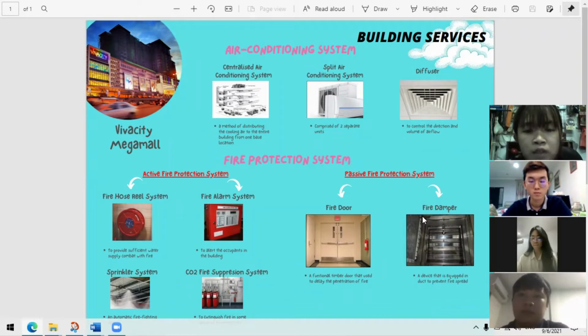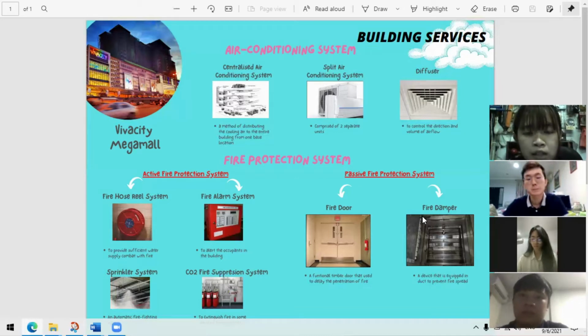Now move to the first building services system, which is the air conditioning system. Centralized air conditioning system has been used in Vivacity. It is the most suitable air conditioning system for the building, as the shopping mall is a large building that requires high cooling load. This system is distributed into 4 areas, namely the chiller room, AHU room, cooling tower, and air conditioning room. Usually, the chiller room is located at the basement of the building.